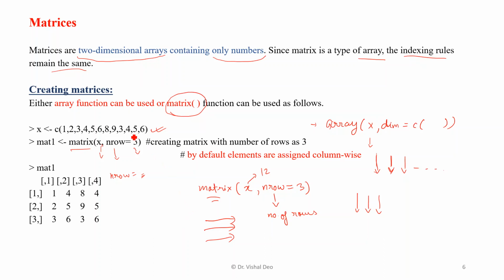So here if we define this function like this, then it will create a matrix with the name mat1 whose elements are assigned like this. You can see the elements are assigned column wise: 1 2 3 and then 4 5 6 to the second column and third column. You can see that the indexing is actually the same as that of array, because it is just another array, nothing else, a two-dimensional array, right?